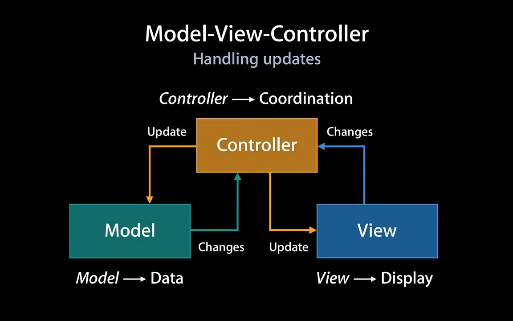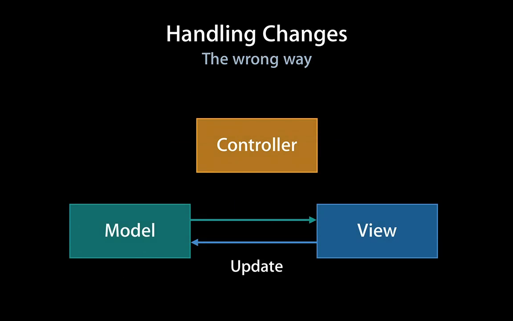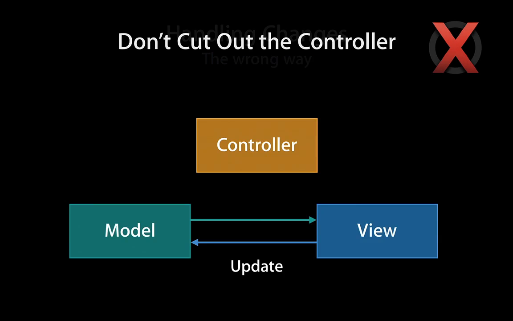Oh, it's just jumping straight to the next one. OK, well, focusing in on those arrows. Of course, the thing that you don't want to do is have those arrows go directly between the model and the view. That's the wrong way. Do not cut out the controller.